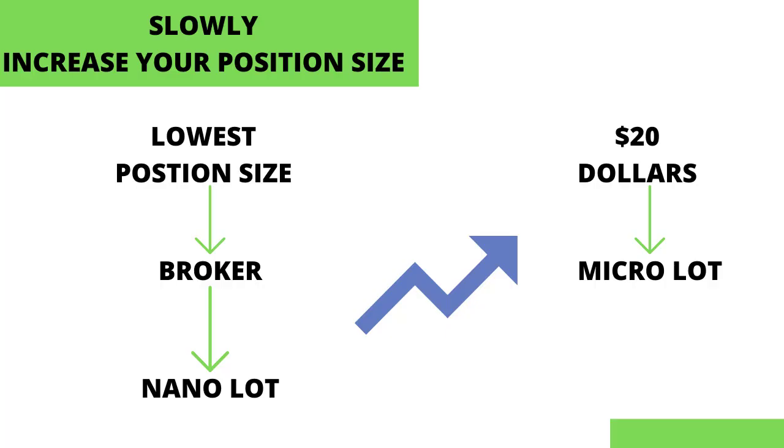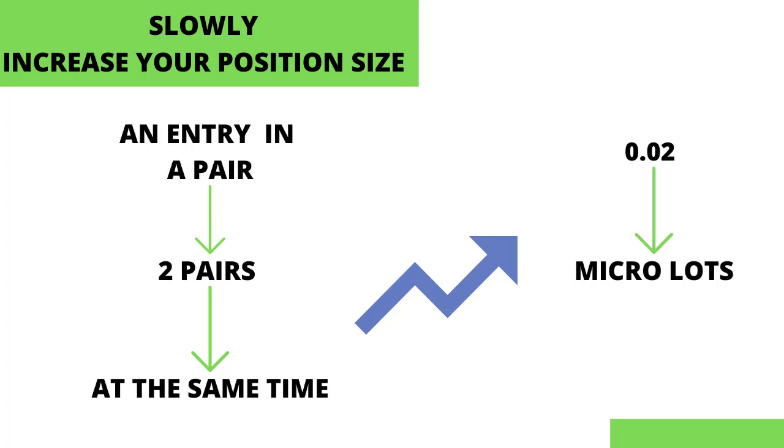Let's move on. Slowly increase your position size. Alright. If you have your $10 account, you will have to use the lowest position size. Try to find a broker that supports half of a nano lot, alright? After you increase your account to $20, you can start using a micro lot, but just putting one entry in any pair, and you can trade 2 different pairs at the same time, alright? But just putting one entry.